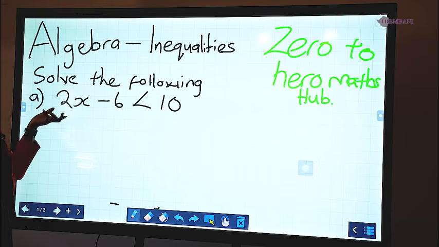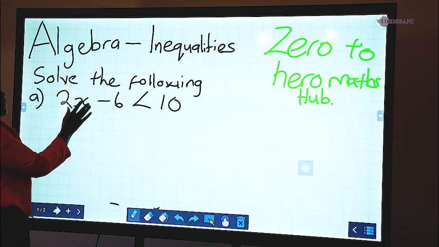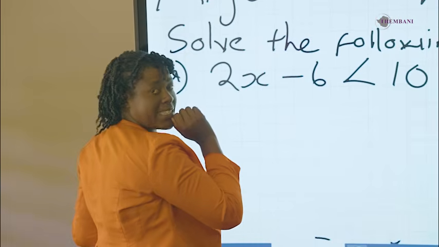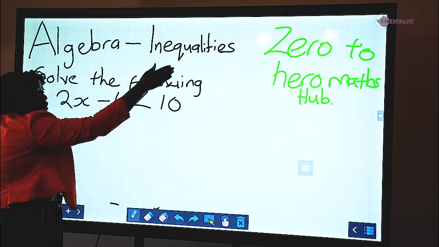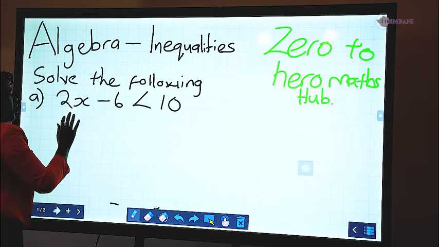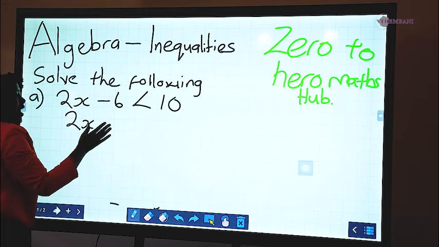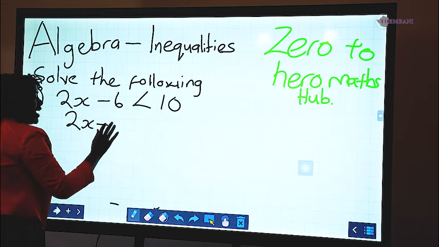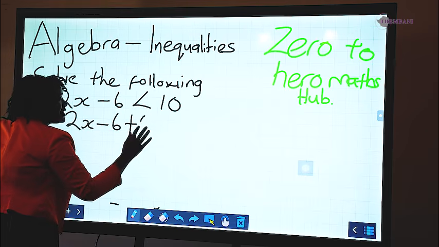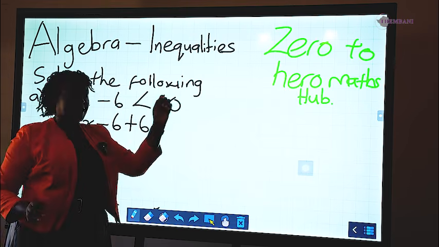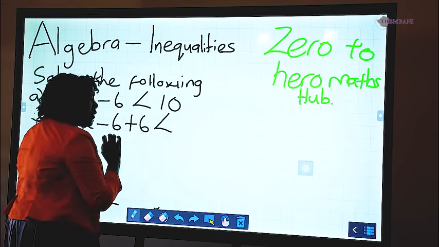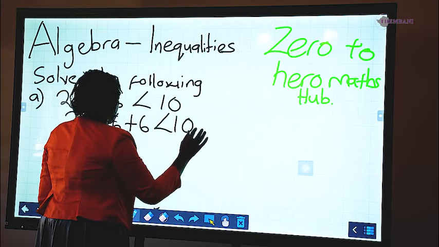So with this question, we want to find x. So we move everything which is on this side to the other side. This is what I mean. We are saying 2x minus 6, and for us to remove the minus 6, we add 6: 2x minus 6 plus 6. What we do to the left side, we also do to the right side. So we put our inequality sign, then we have 10.